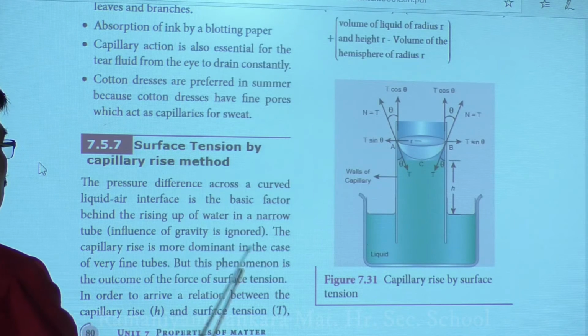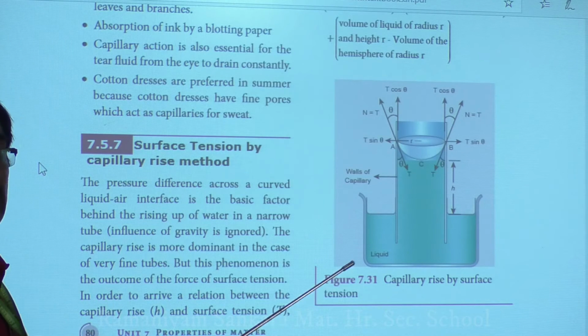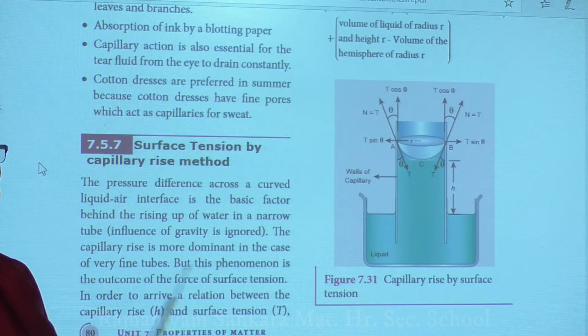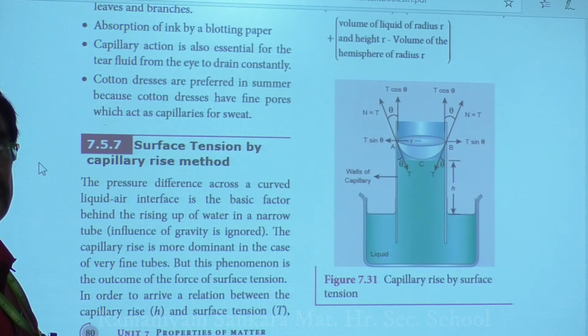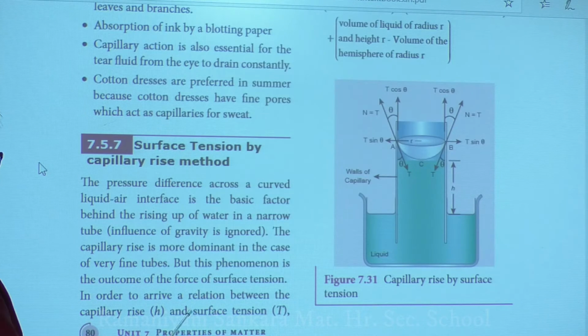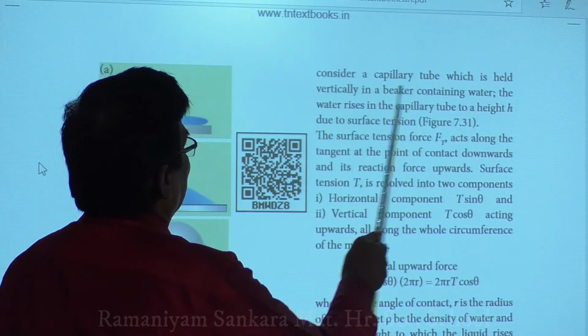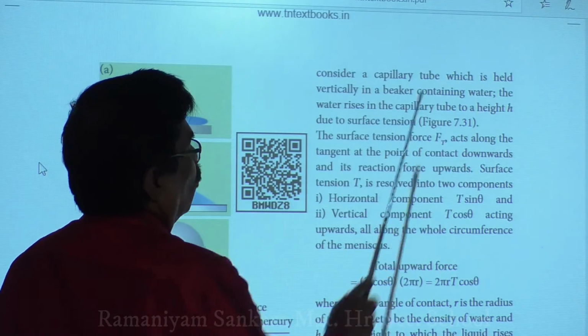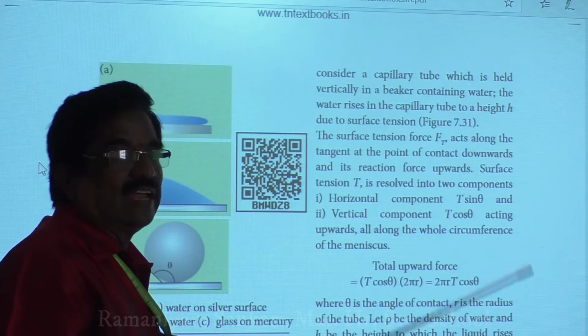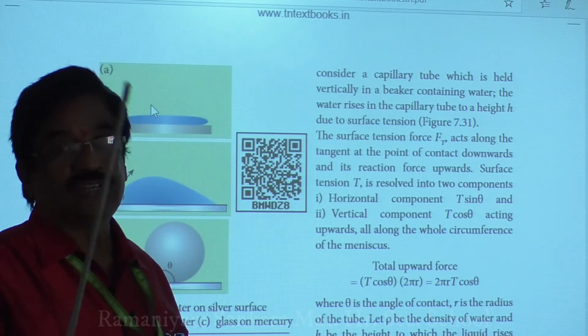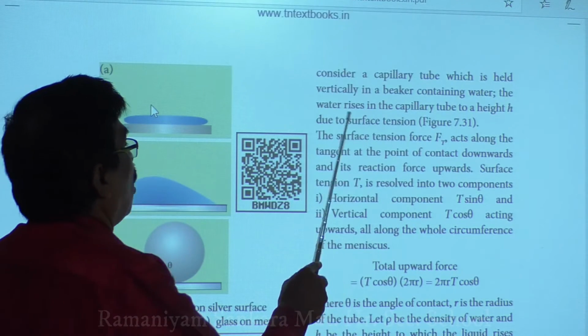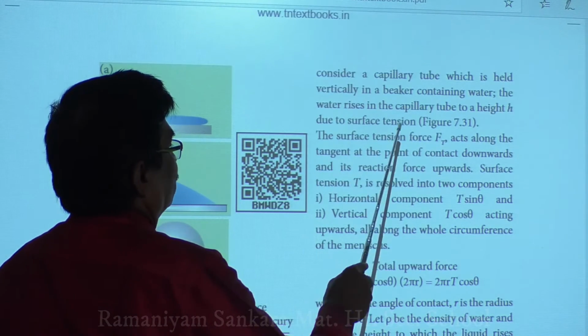The capillary rise is more dominant in the case of very fine tubes, very, very small. This phenomenon is the outcome of the force of surface tension. The principle is surface tension only. In order to arrive at a relation between the capillary rise and surface tension, take capillary rise as small h, whether it is a rise or fall, and surface tension as capital T. Now consider a capillary tube held vertically in a beaker containing water. First we take water. Why? It is cheaply available; mercury is costly. The water rises in the capillary tube to height h due to surface tension.